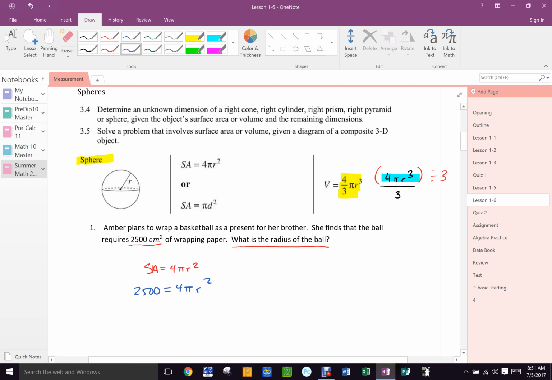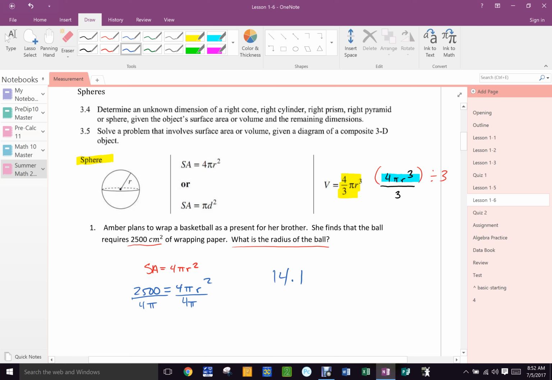So what's the answer here? 14 point. That sounds about right. Here's the problem. I assume that most of you knew you had to divide by 4 pi to get r by itself. Most kids forget to bring pi over because they think it's an unknown, because it looks like a variable, right? But pi is not a variable. Pi is a number, isn't it?